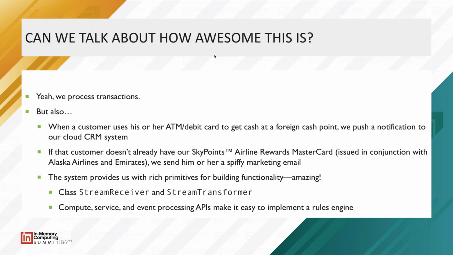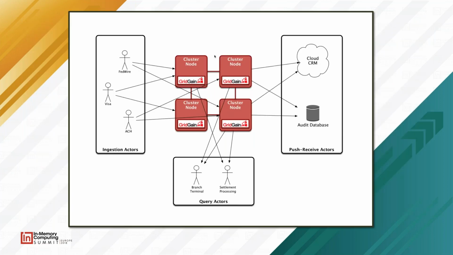I want to talk for a second about how awesome this is, because if we step back and look at this diagram, there are no other systems here other than the GridGain cluster. We're not seeing an Informatica tier where Fedwire and ACH transactions that come in as XML or plain text are ETL'd into a POJO and then put into the cluster. No, all of the ETL and all of the stream receiving is done in the cluster itself.